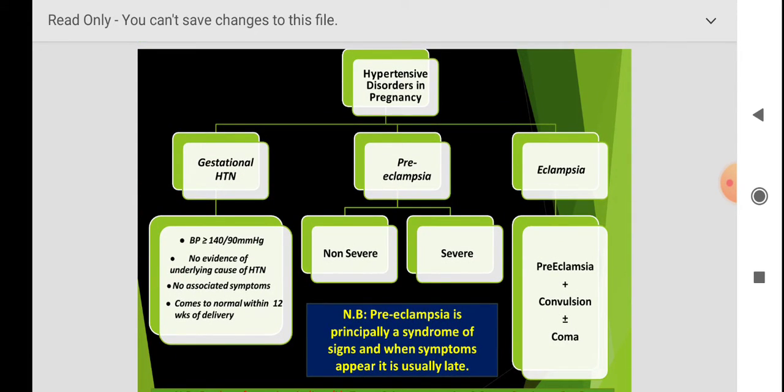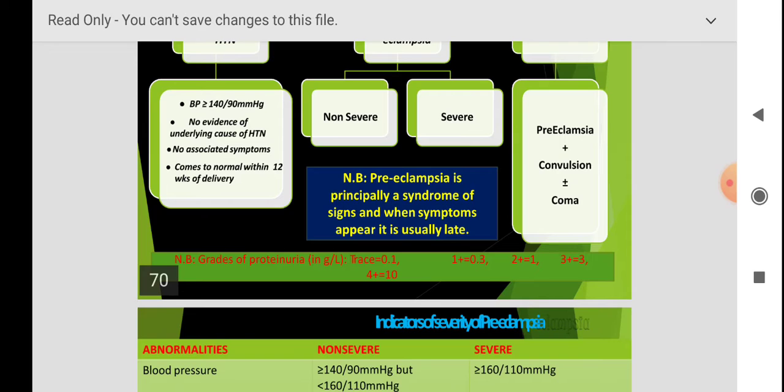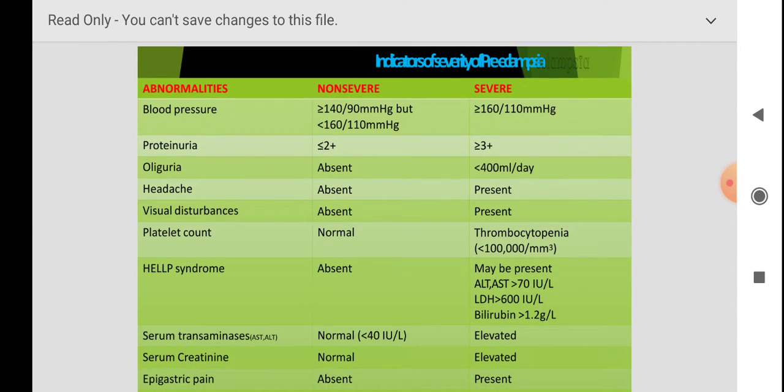Hypertensive disorders in pregnancy, as we have discussed earlier, there are 5 types. GTN, that is gestational hypertension, preeclampsia, eclampsia. Again, preeclampsia is divided into non-severe and severe. So, we have already known the criteria to diagnose the disease accordingly. When do you say it is non-severe or severe?